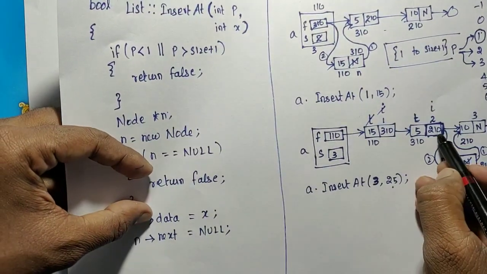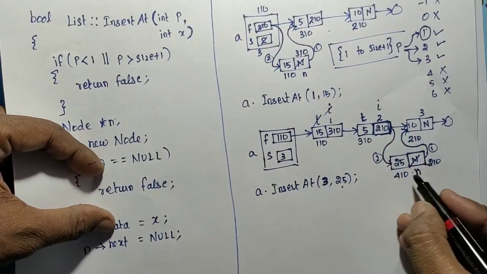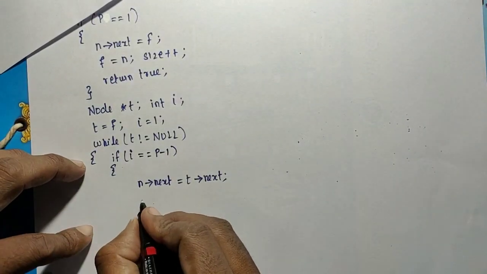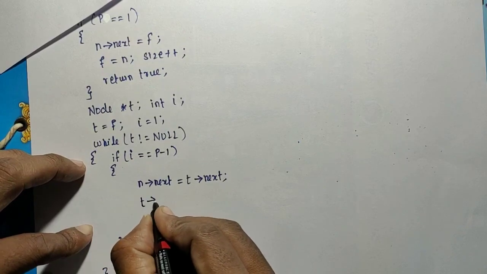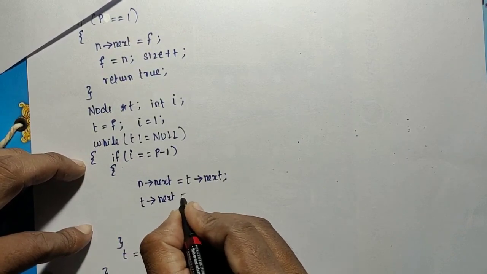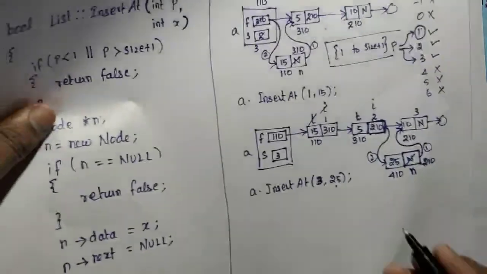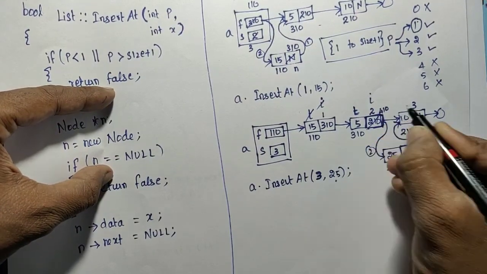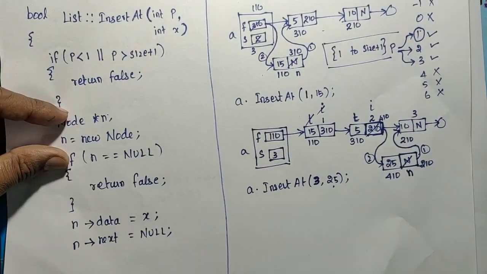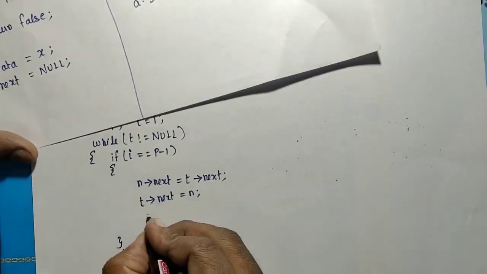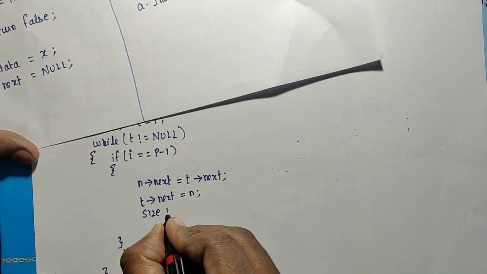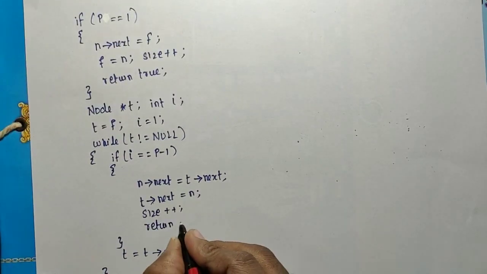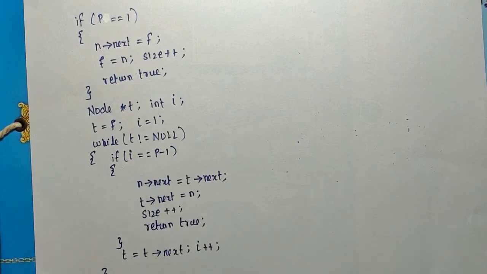Then I can replace this. That should be replaced with the 410. N has to be copied to T of next. So the 410 will be copied to here. After that I have to increase the size and then return true. Okay, that's all.